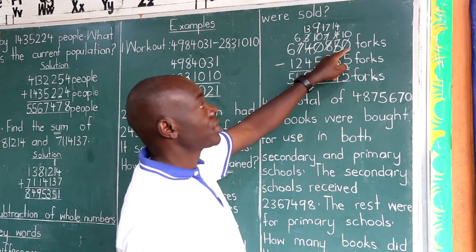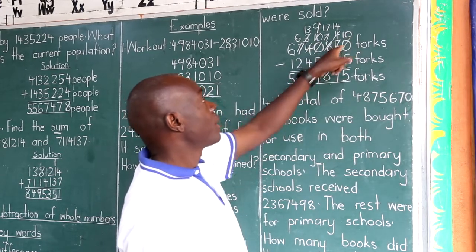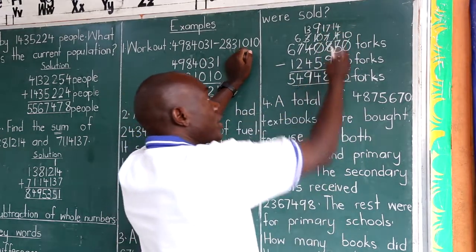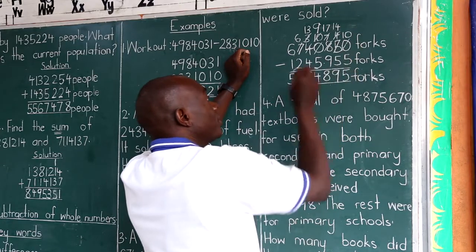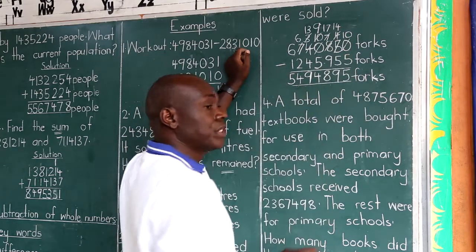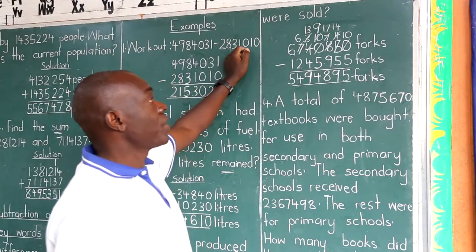So 10 plus 0, you get 10. So replace this 0 with a 10 on top and then subtract normally. That's 10 minus 5 is 5. Remember, we remain with 4, which 4 minus 5 is only possible after borrowing.